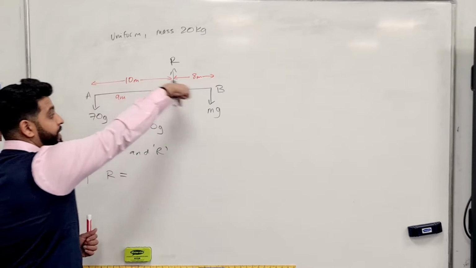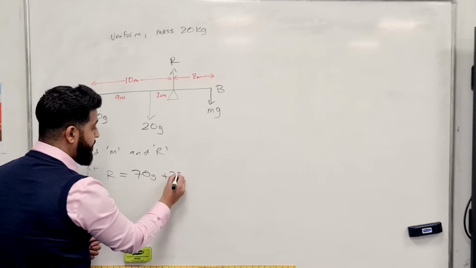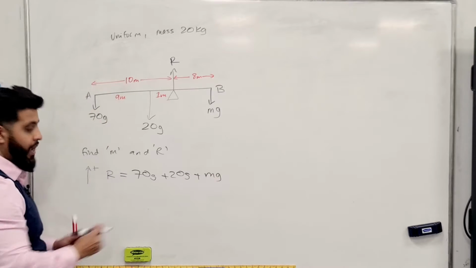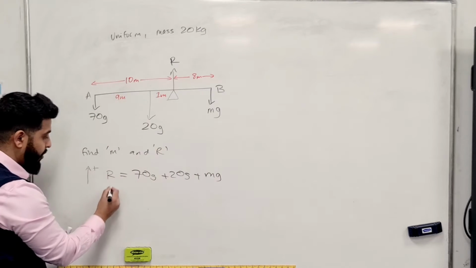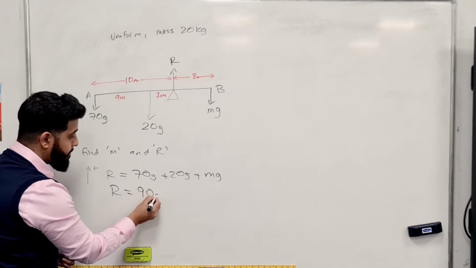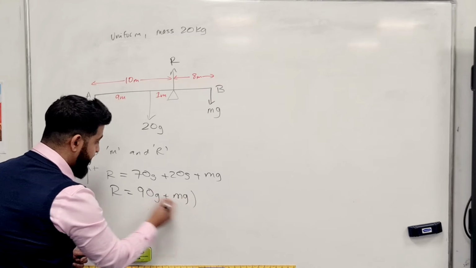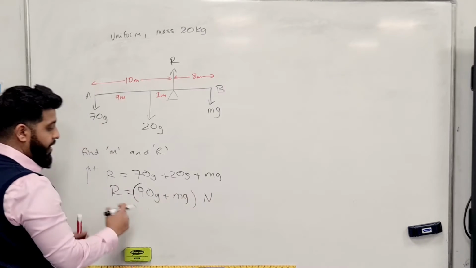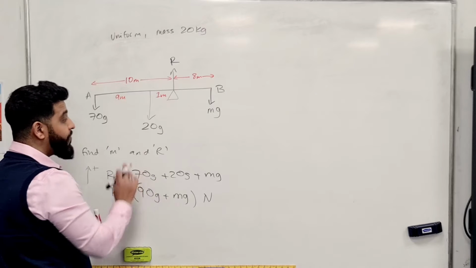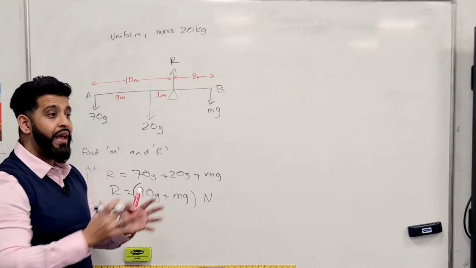And what do we have going down? We have 70g, we have 20g, and we have our mg. Now we can just tidy up here. So what do we get? 70g plus 20g equals 90g plus mg. For now, this is all we have. We can't calculate this any further because we don't know the value of m. But we can find the value of m by doing another calculation that will help us.